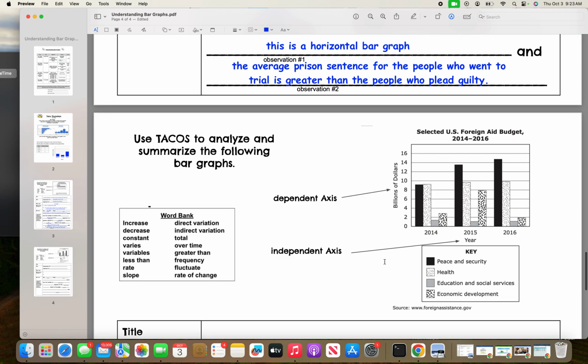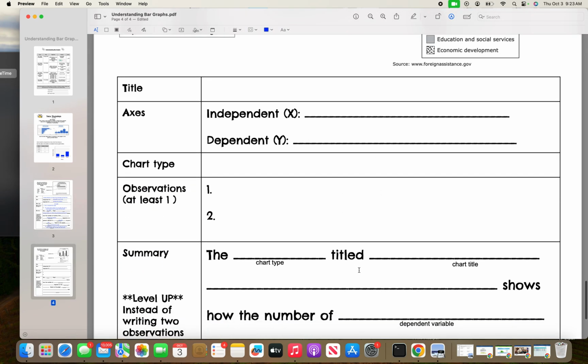Now, if you're in 11th and 12th grade, then you can push yourself and complete this one as well.